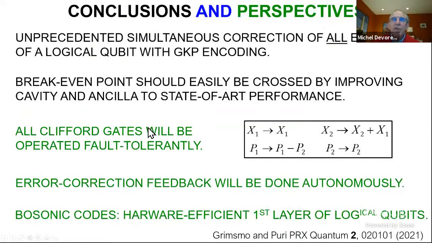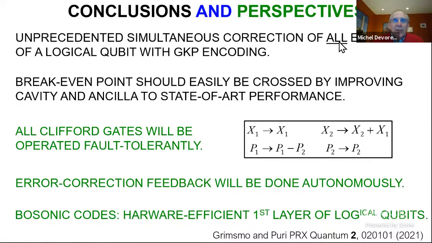And on this note, I would like to show my conclusion slide. So I think that this GKP code has allowed us to simultaneously correct all errors. So it's not just that we correct one or two errors among all the errors. We correct all errors. Of course, all errors are corrected to first order. So we don't have a qubit that lives forever. We have a qubit that lives longer than if we don't do error correction.